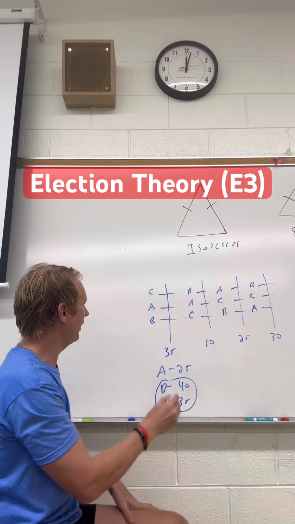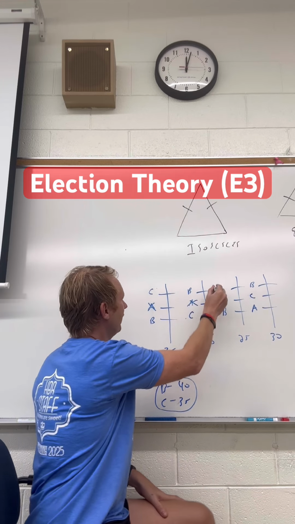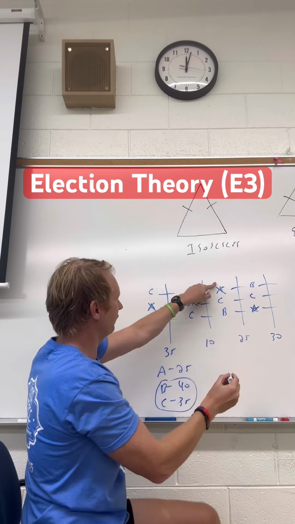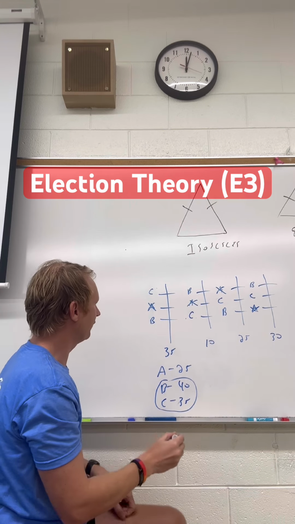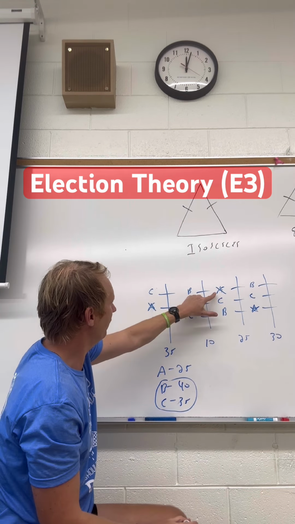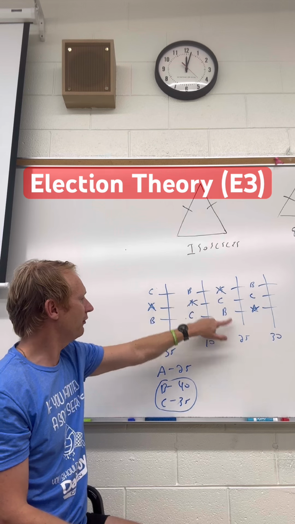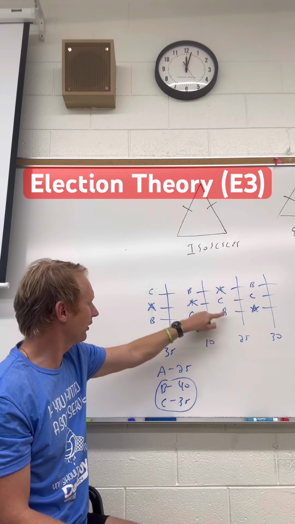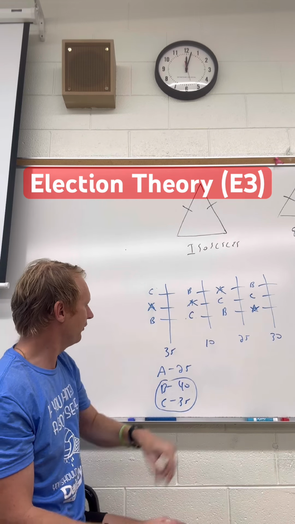So now we eliminate A. So I'm just going to cross A out, and then really the only one it's going to affect is this one. So now we're going to re-look at these votes here. So the only one that's going to change is this one. Instead of these 25 votes going to A, they're now going to go to C. So you can see how this changes the result.